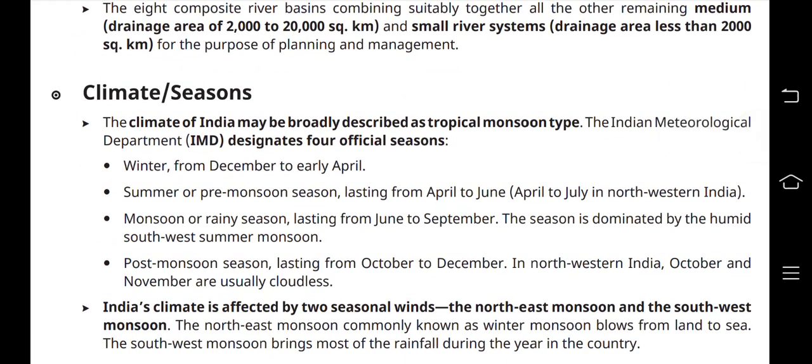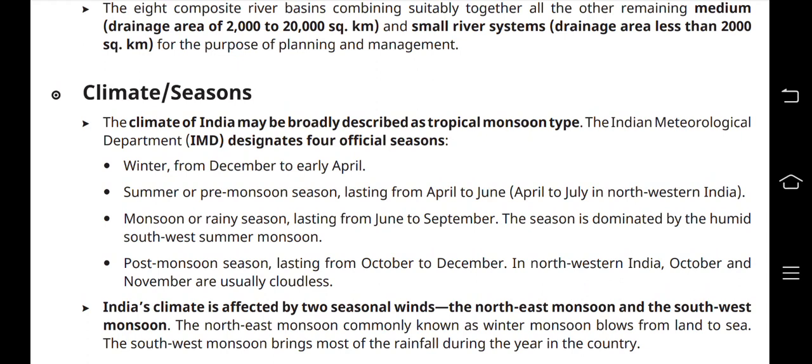Let us discuss the climate and seasons. The climate of India may be broadly described as tropical monsoon type. The Indian Meteorological Department (IMD) designates 4 official seasons: winter from December to early April, summer or pre-monsoon season lasting from April to June, April to July in northwestern India, and monsoon or rainy season lasting from June to September.